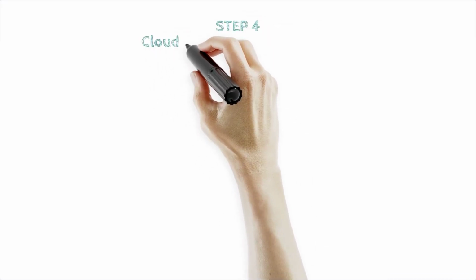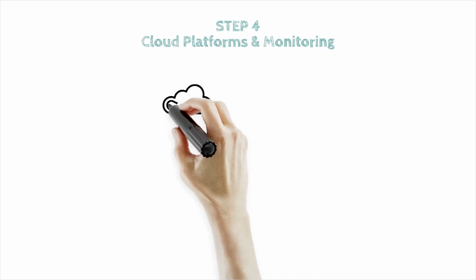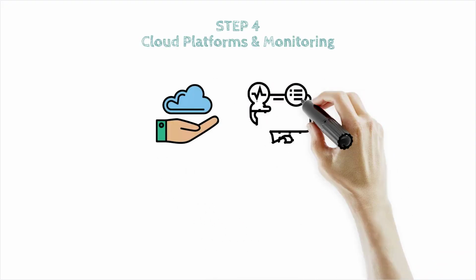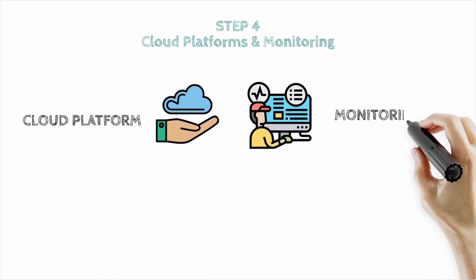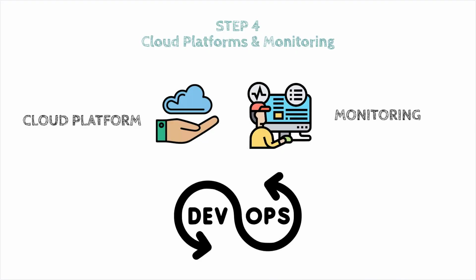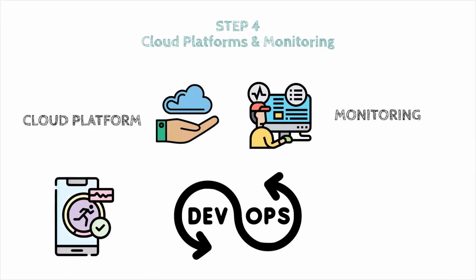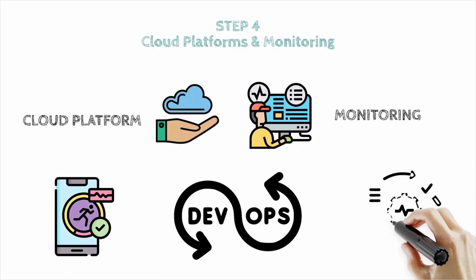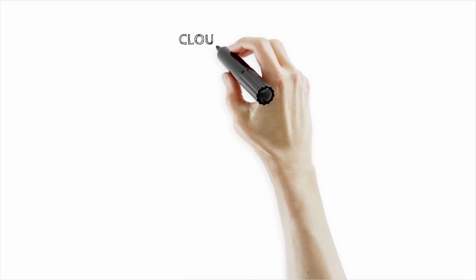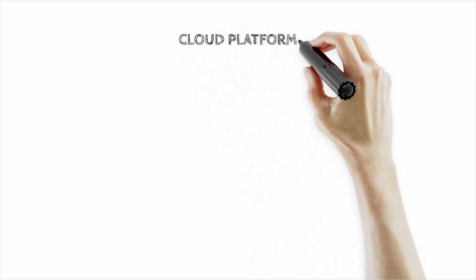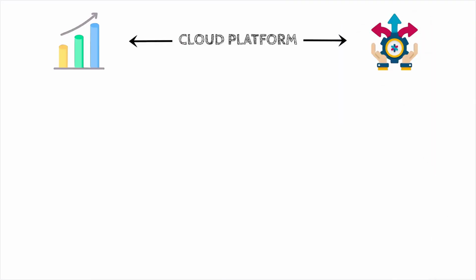Step 4. Cloud platforms and monitoring. Knowing the basics of cloud platforms and monitoring is crucial for DevOps engineers because both are foundational to modern software development, deployment, and maintenance. Cloud platforms provide the infrastructure to run applications, while monitoring ensures that these applications and systems perform optimally. Here's why these skills are important. Number 1. Cloud platforms enable scalability and flexibility.